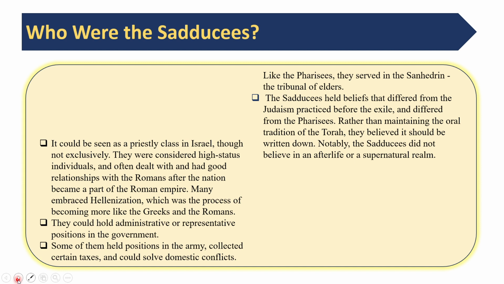That means Sadducees are wealthy and conservative leaders who rejected the traditions in favor of political and religious cooperation with the Romans. But there are two sectors. The Jewish religion and governing system was divided between two sectors: one is Sadducees and one is Pharisees.